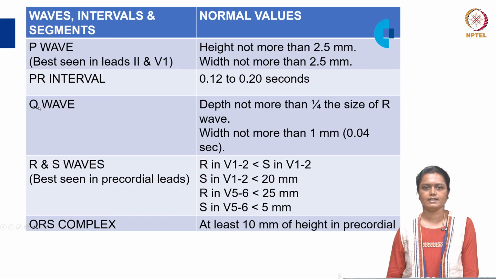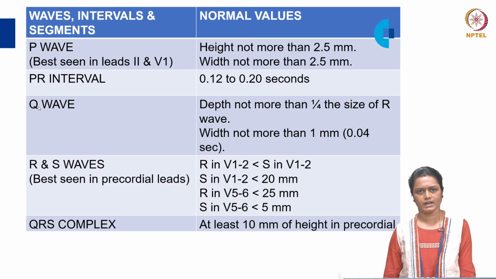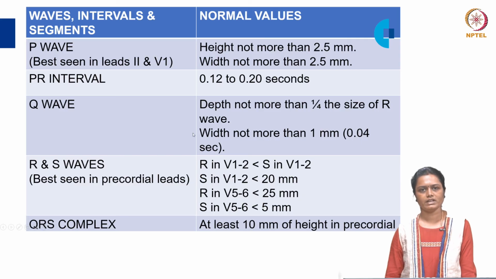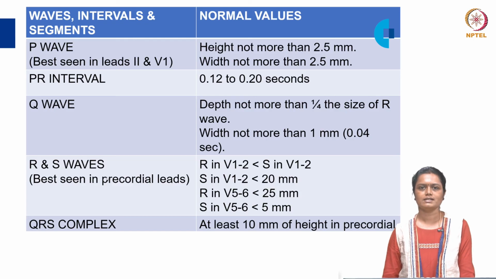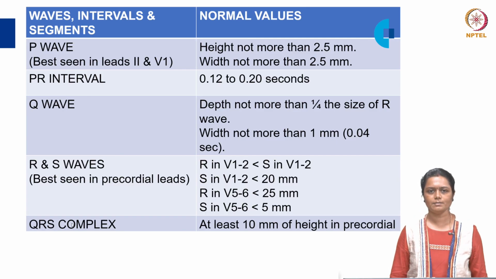And Q wave is caused by the septal depolarization, and the depth of Q wave should be 25% of the amplitude of R wave, and the width should not be more than 1 millimeter. And next is the R and S waves which are produced by the ventricular depolarization. So, the R wave progressively increases in amplitude from V1 to V6, whereas S wave decreases in amplitude from V1 to V6.